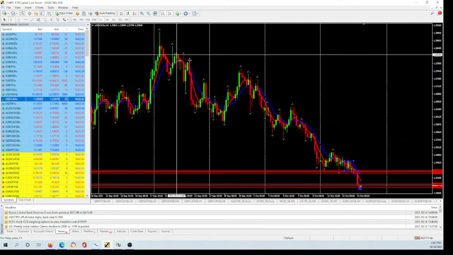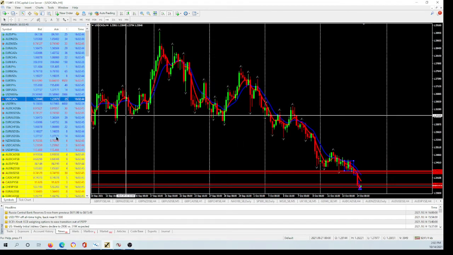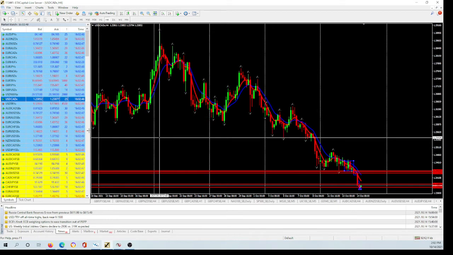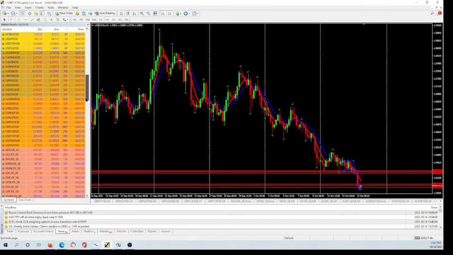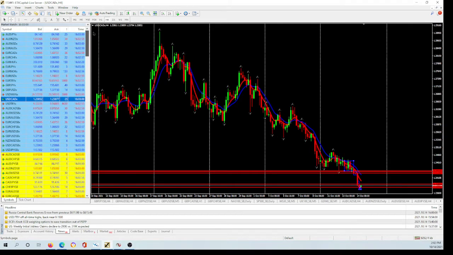But yes, this works on all the markets, it's not only on the currency. So we've chosen one currency. Let's go back and look at indices. Okay, we wait for an indices.